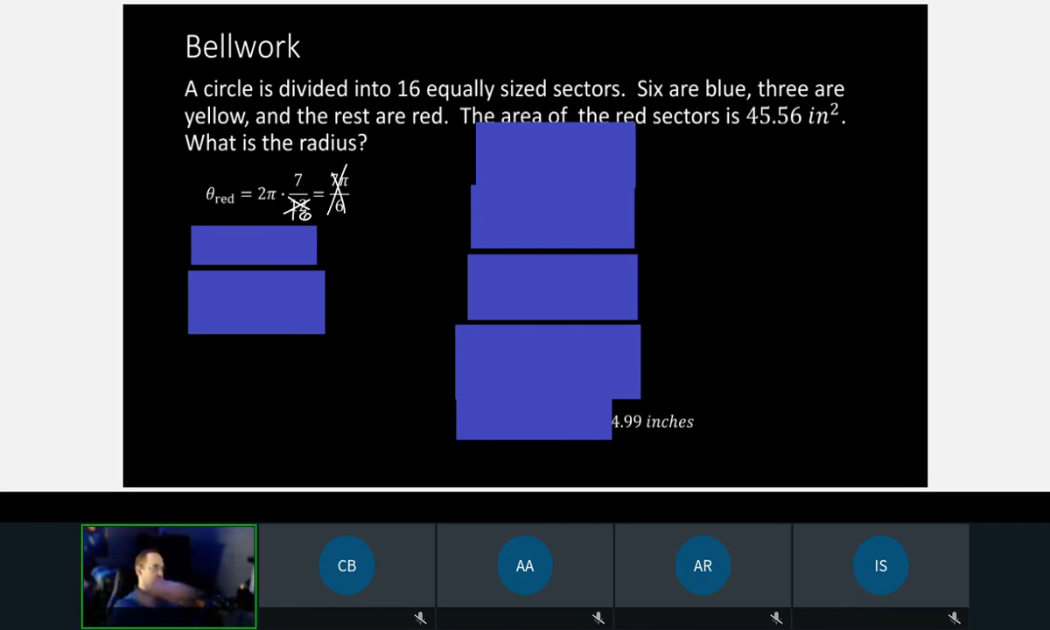All right, so a full rotation is 2 pi. Well, 7 out of the 16 are red. So that's why we multiply 7 over 16 times 2 pi. That will give us just the radians, the portion that is the red sectors. So 2 pi times 7 over 16, that's going to be 7 pi over 8. Everyone agree with me on that?